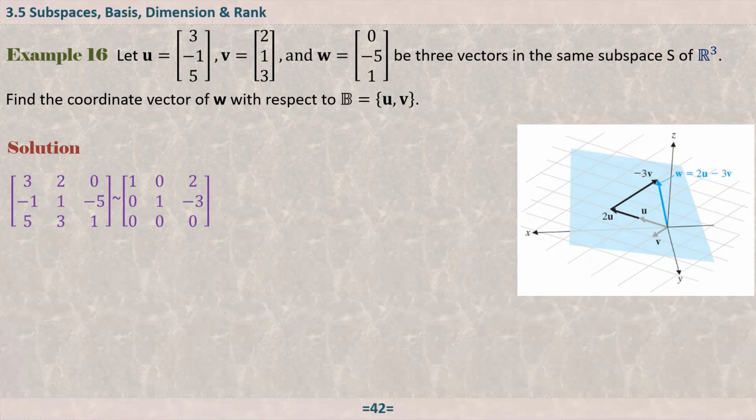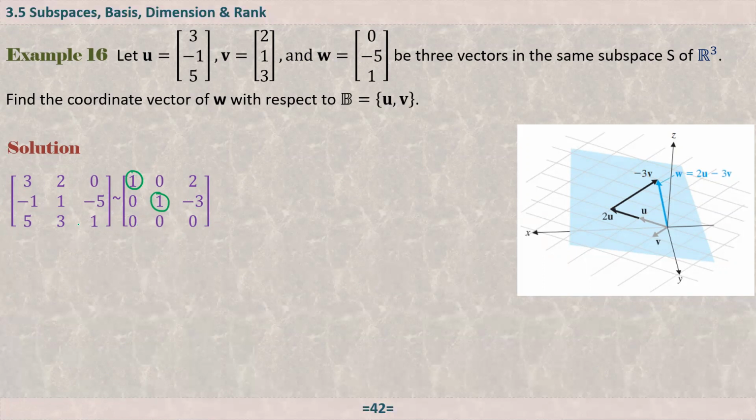Since U and V are not parallel to each other, they form a basis for, what is it actually? It's just a plane passing through the origin. To do this one, first we write these vectors next to each other to form a matrix. If you reduce this to reduced row echelon form, we have two leading ones, and that means that one vector is dependent on the other vectors.